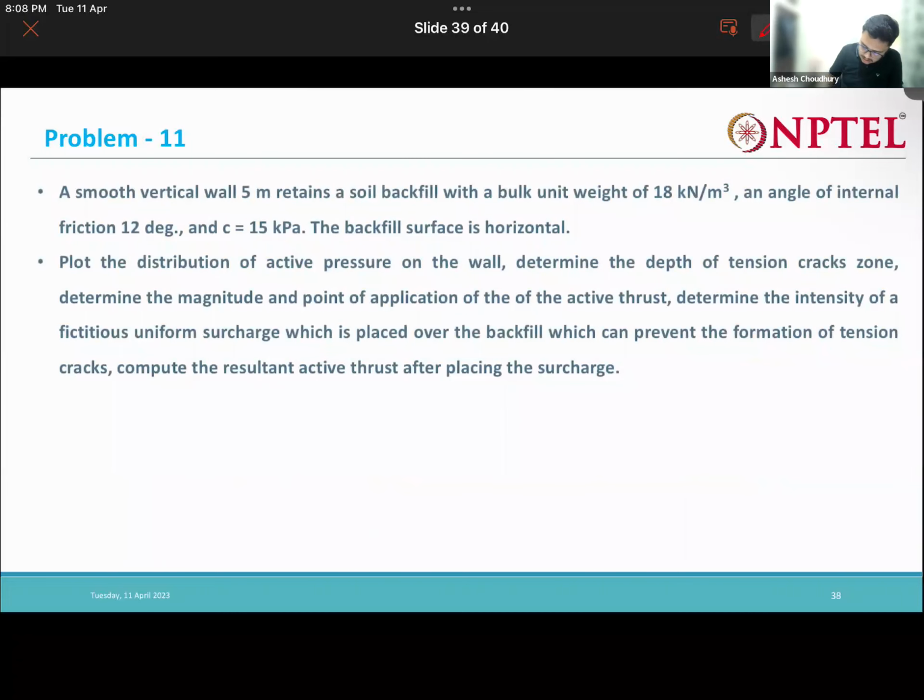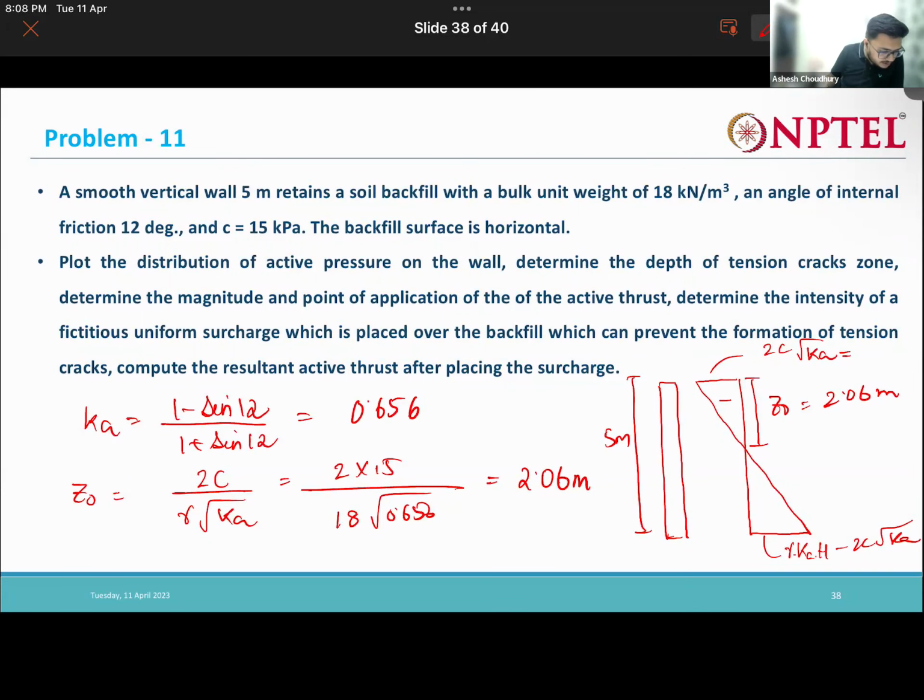So this one, if you calculate, is 24.29 kilonewton per meter square. And this down, if you calculate, it will be how much? Gamma is 18 into K 0.656 into H is 5 minus 2 into 15 into root over 0.656. 34.74. This is positive.